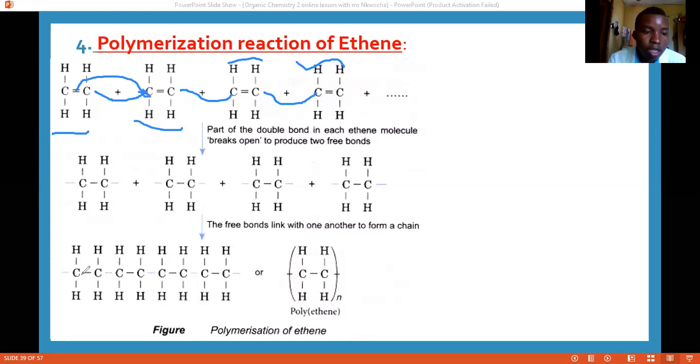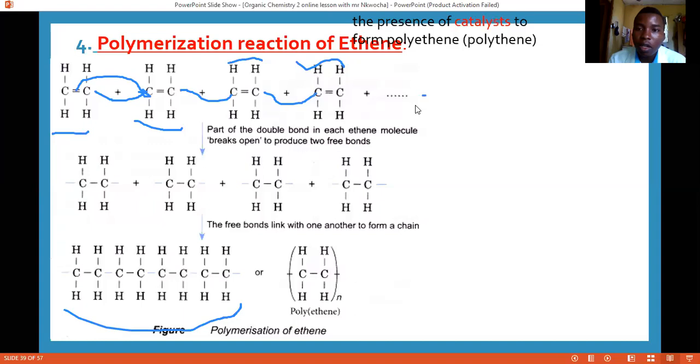By the time you see the finished product, it does not contain any double bond anymore because polymerization has taken place. So we say the free bonds link with one another to form a chain. Okay, I think I still have something I need to show you on this slide.